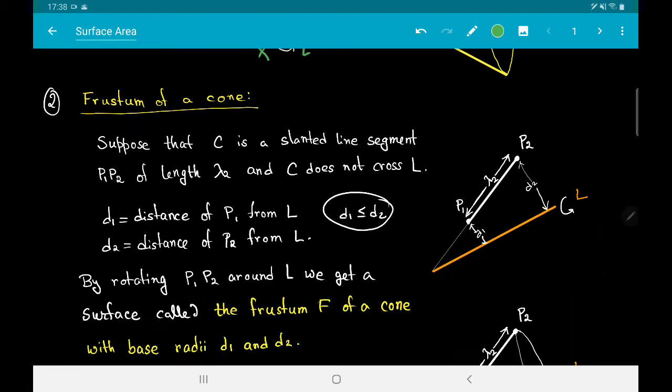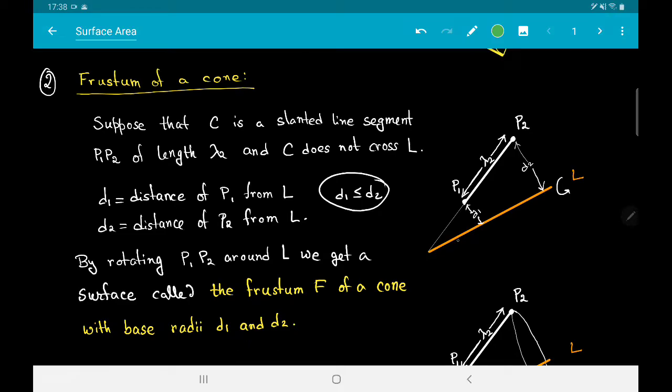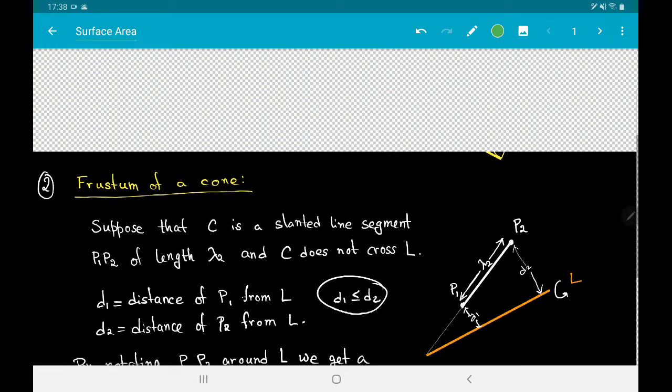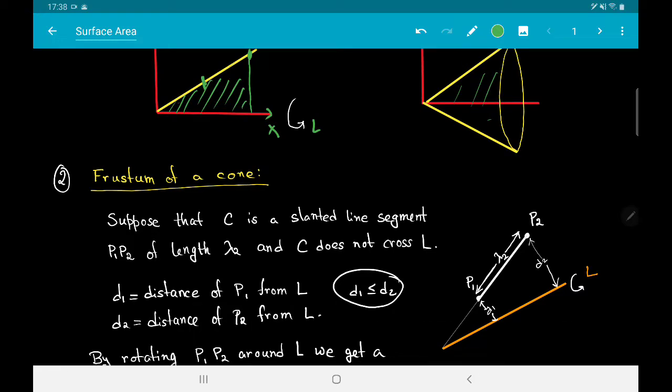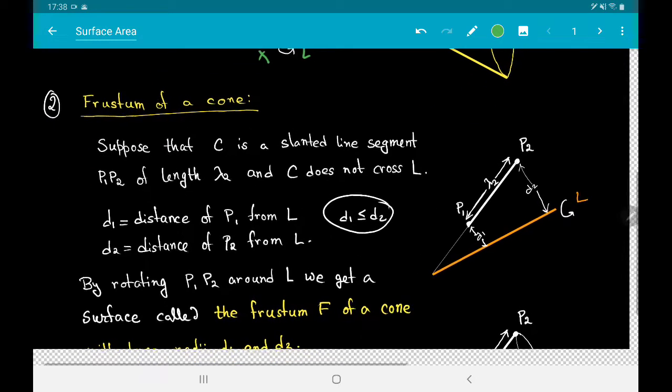So what is a frustum of a cone? A frustum is as follows. Here again I have a line L, I have a part of a line. We could even take y equal to x, and you could consider a part of this, and if you revolve it around the x-axis, this will give me a frustum.